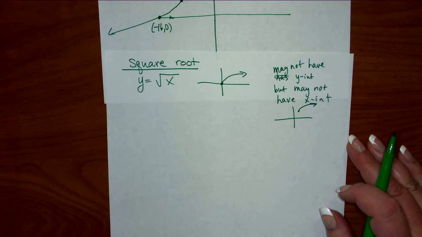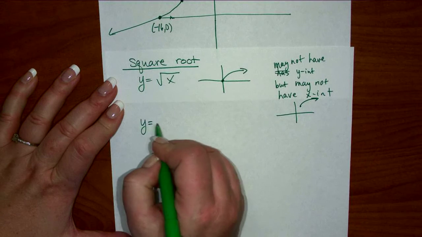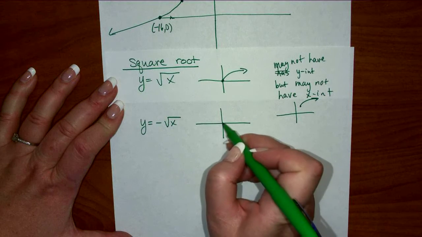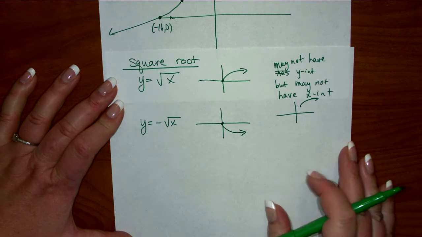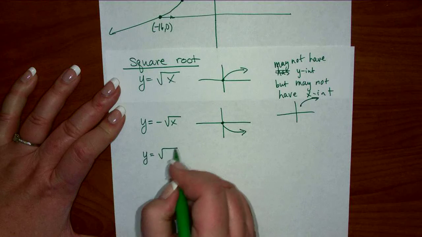That's easy. If we put a negative in front, what happens? It flips down. Okay. Now, if I put a negative in here, it actually flips that way.